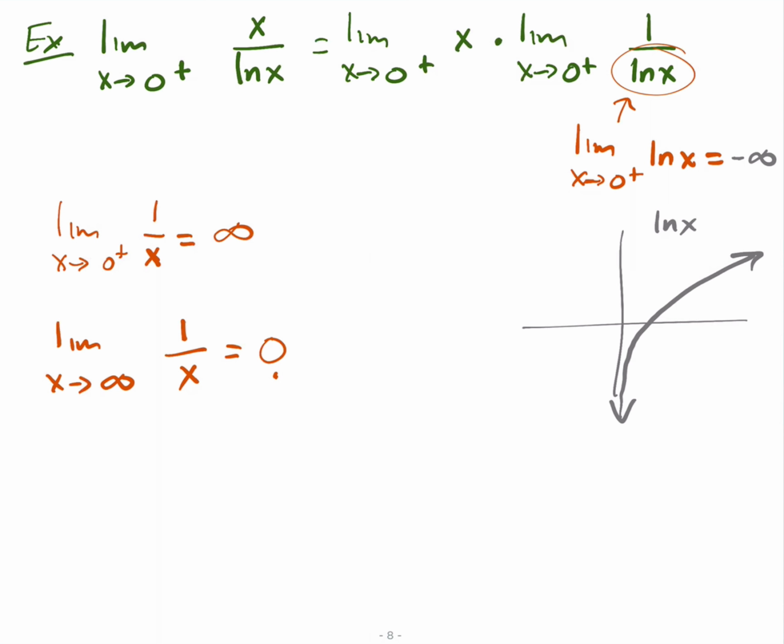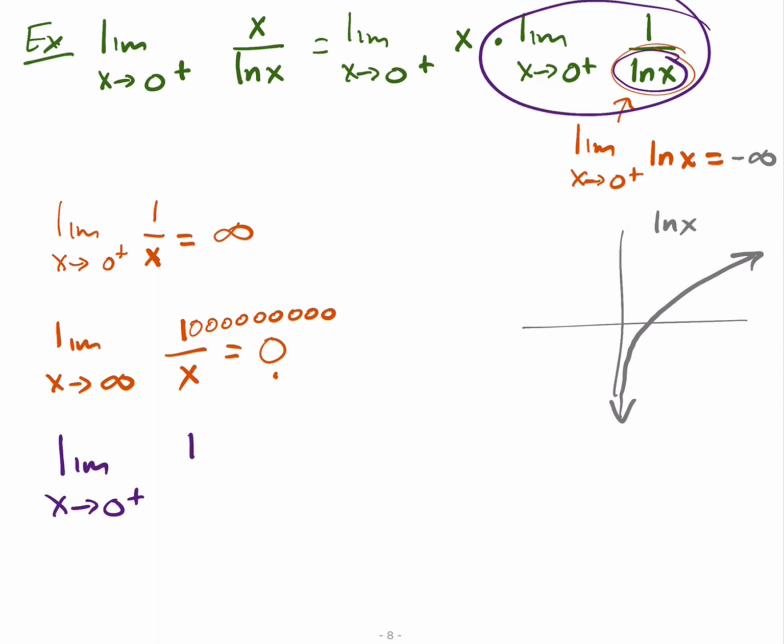Now, does it matter what this number is? If I say that this is 1, what did I have, 100 million last time? Is that going to change that limit? No, because the bottom is going to infinity, so it'll eventually pass 100 million and get way bigger still. All that to say, going back to our original question, using the knowledge of the graph of ln of x, let's write this down: the limit as x approaches 0 from the right of 1 over ln of x.